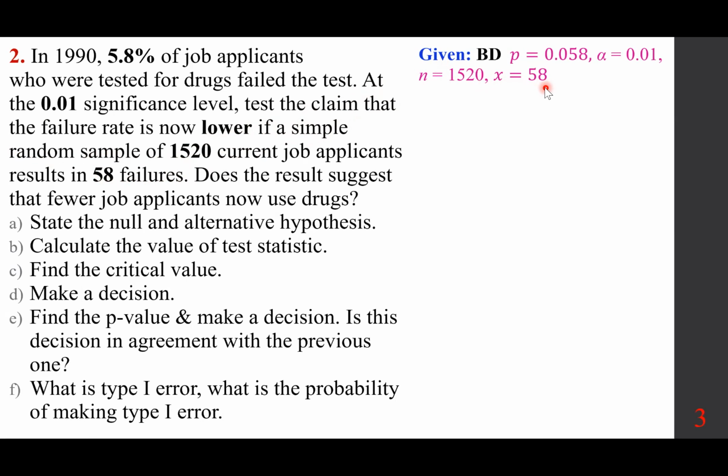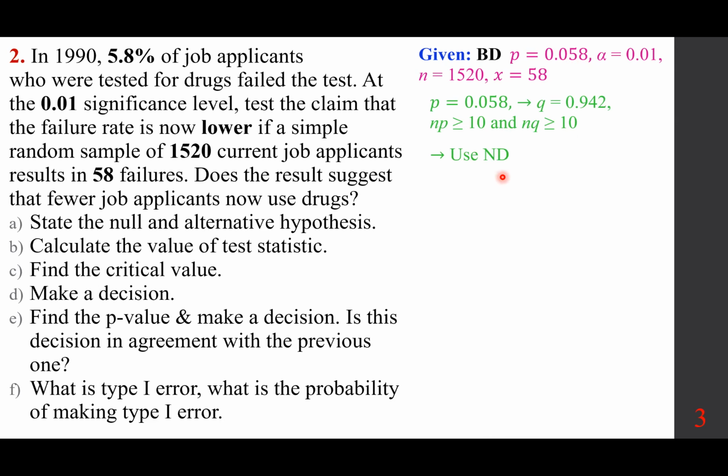So this is a binomial distribution. P is 0.058, which makes Q 1 minus that, 0.942. And it is important to multiply that by N, and it has to be larger than or equal to 10, so we can use ND, or normal distribution.